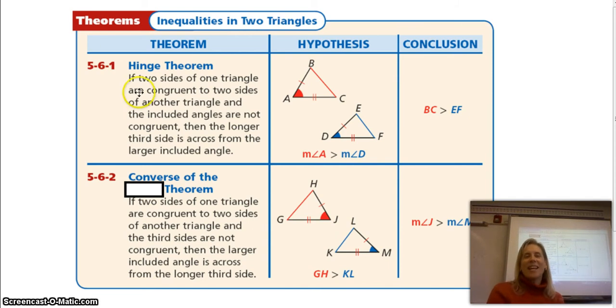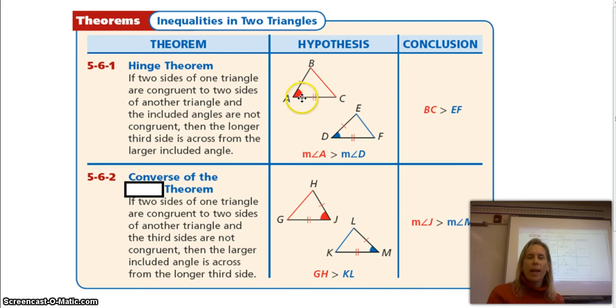Very good. Okay, so take a look at the hinge theorem. It says that if two sides of one triangle are congruent to two sides of another, we can see that here. Side AB is congruent to side DE, and side AC is congruent to side DF. And the included angle, remember the definition of included angle? It is the angle between the two sides we're talking about. If these two angles are not congruent, then the longer third side is across from the larger included angle.